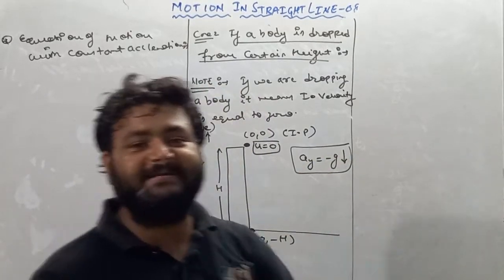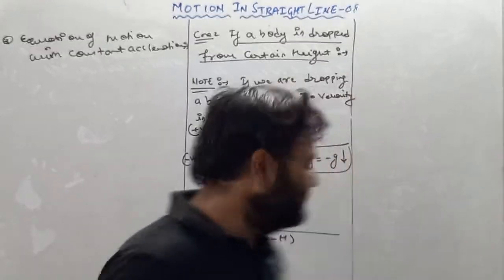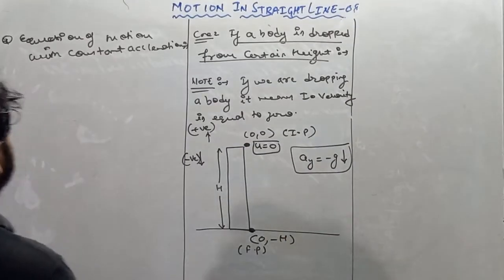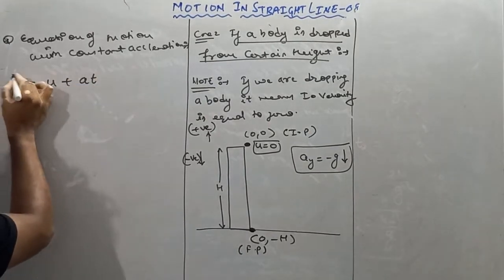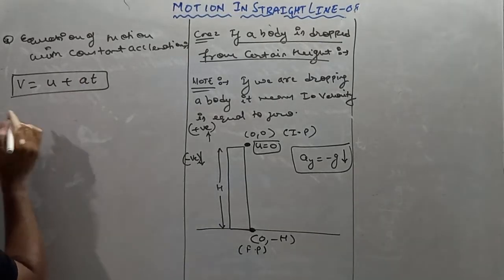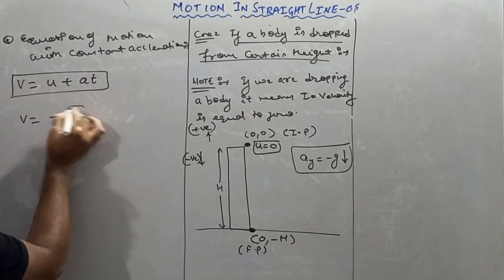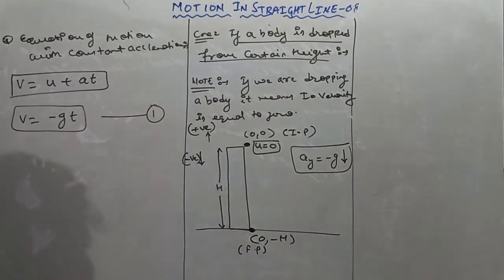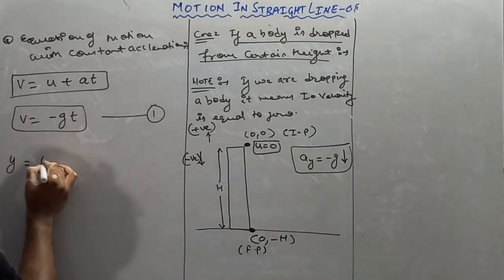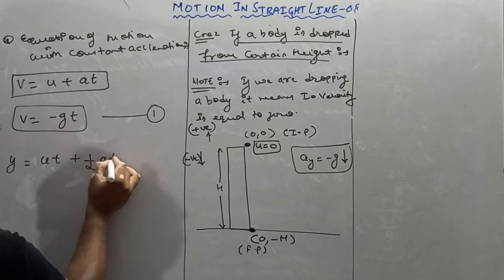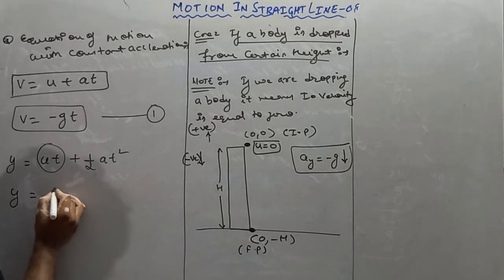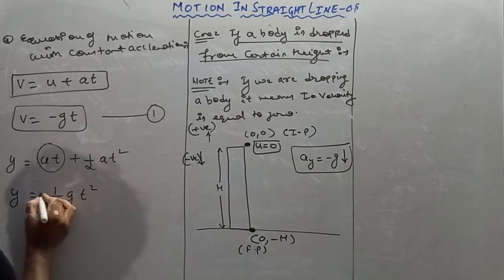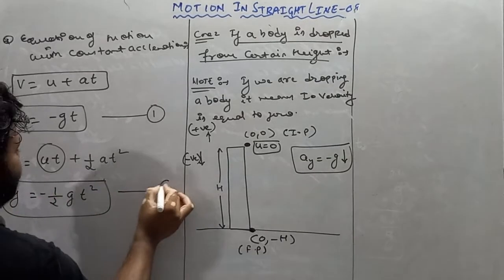And if you are dropping a particle, you are not giving any velocity. That's why initial velocity is considered to be 0. So the first equation is v equals u plus at, but in this situation u is 0, so I'll write v equals minus gt. For this situation, this is our first equation of motion. The second equation is y equals ut plus half at square. Instead of u, the initial velocity, as we are dropping the particle, it is 0. So y equals minus half gt square, and this is our second equation of motion for this situation.